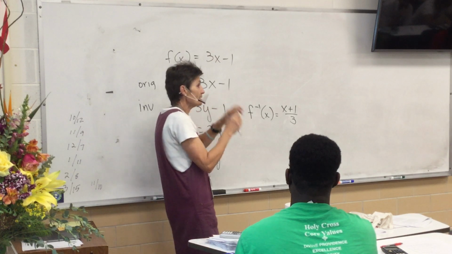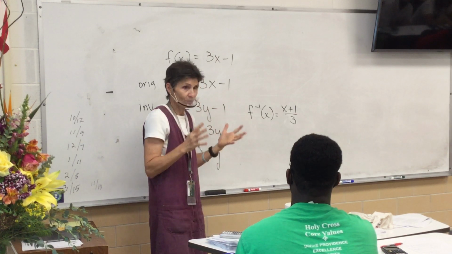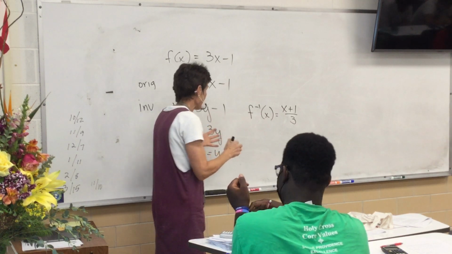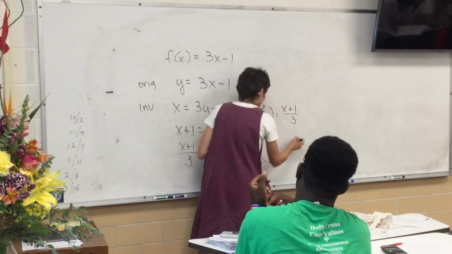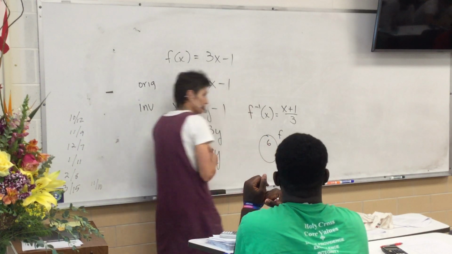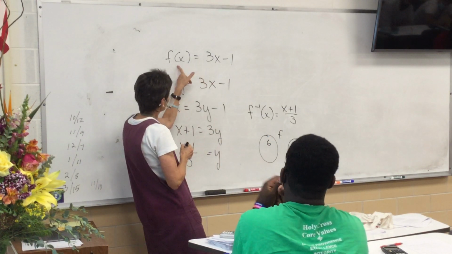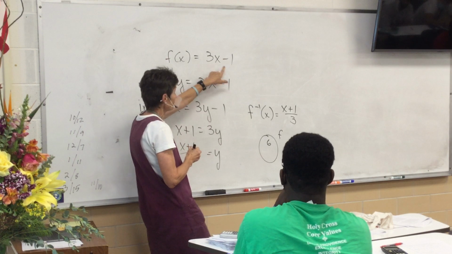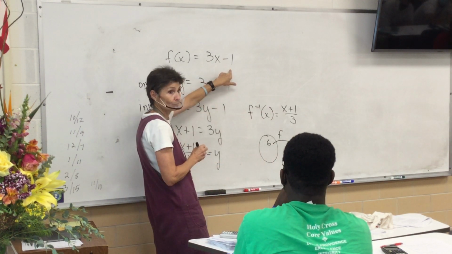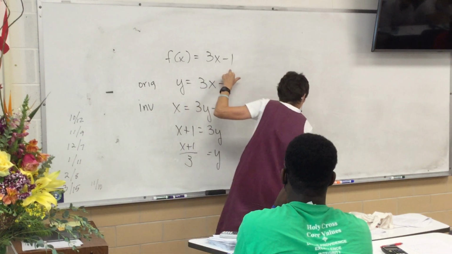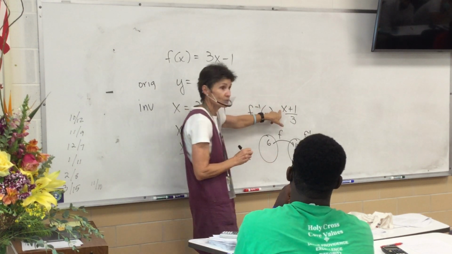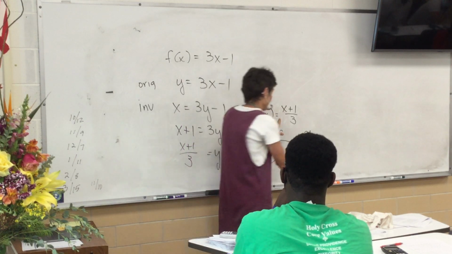Remember, the inverse undoes whatever the original did, okay? So, for example, if I start with the number 6, I'm just making it up, and I put it into the original function, it would give me a 17. Would you agree with that? Now, if I take that 17 and put it into my inverse, what does it give me?